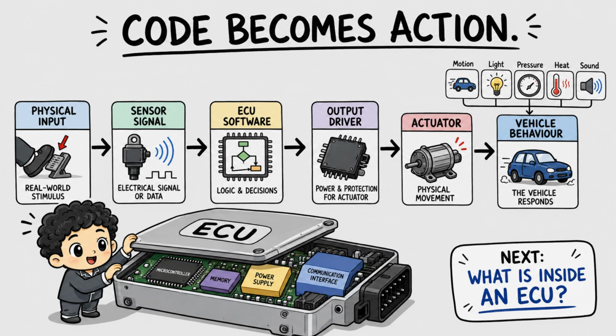But one major block is still hidden inside this explanation. We have repeatedly used the term ECU without opening it. In the next lesson, we will examine what an electronic control unit actually contains, how its hardware sections work together, and why it is more than just a microcontroller in a box.